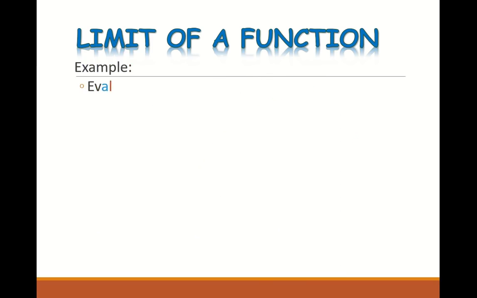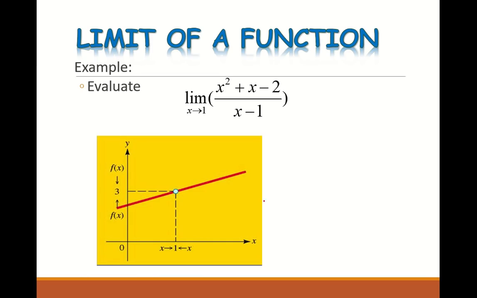Okay, so for example, evaluate this given expression, the limit of the quantity x squared plus x minus 2 divided by x minus 1 as x approaches 1. So we know that if x equals 1, this makes the function undefined, because dividing by 0 makes the function undefined. Graphically we can show this from this illustration here. As x approaches 1, you see here a hole, so it means that this is the point x equal to 1 where we cannot get the value for the function. This makes the function undefined.